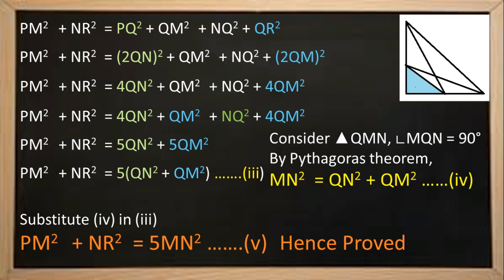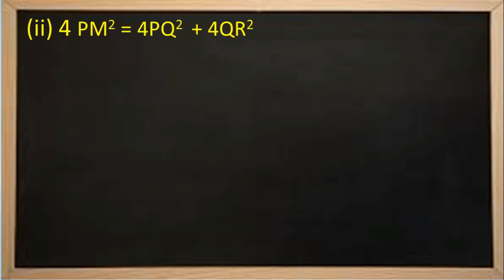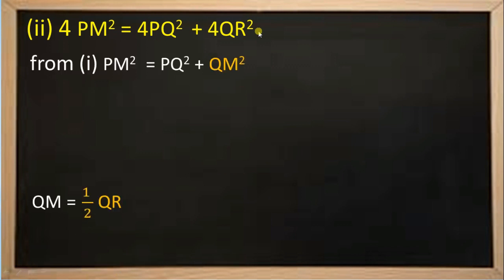Now the second sub question is 4PM square is equal to 4PQ square plus QR square. By mistake one more 4 came here. Remove this, children. 4PM square is equal to 4PQ square plus QR square. So how to find this? Observe all the results. Let us consider result 1: PM square is equal to PQ square plus QM square. Here we have PM square, which we need. But here we need 4PQ square and QR square.